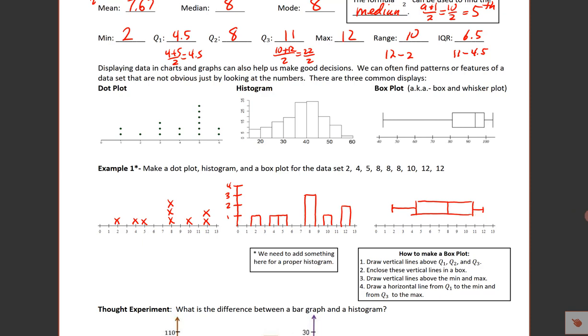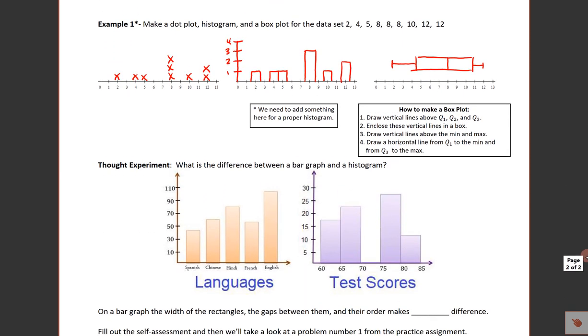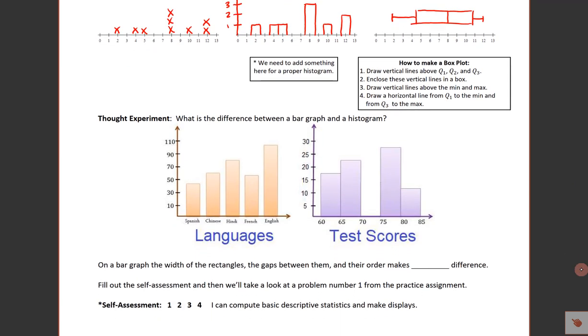Okay? Now, we're going to come down here and take a look at the end of this. And it's got a little thought experiment. It says, what's the difference between a bar graph and a histogram?